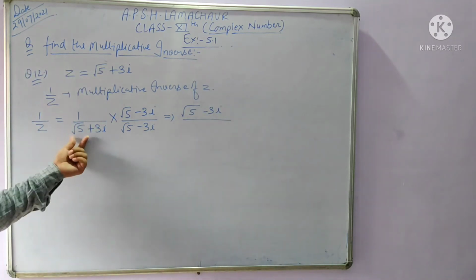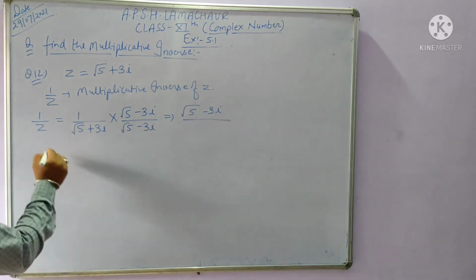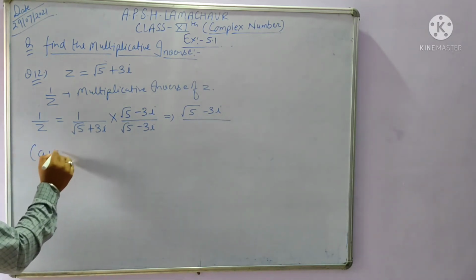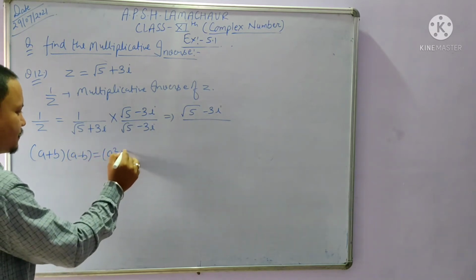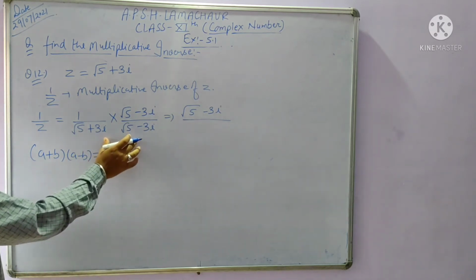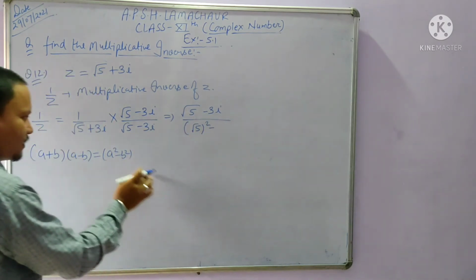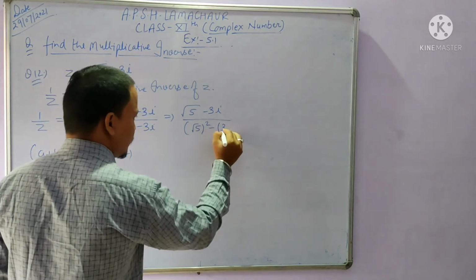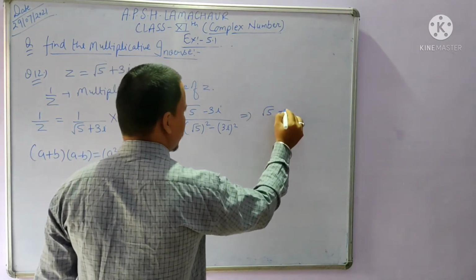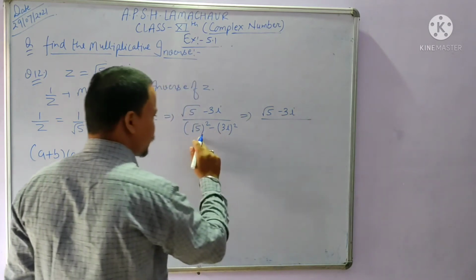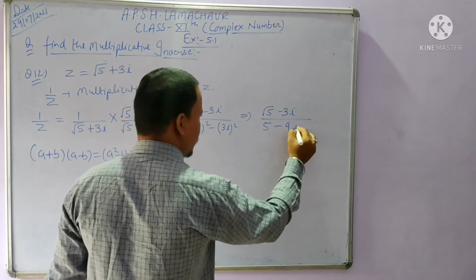In the denominator, you are again getting an expression of the kind (a plus b)(a minus b). As we know, (a plus b)(a minus b) are the factors of a square minus b square. So again we are applying this in the denominator. a is root 5, so square of root 5, minus b is 3i, so square of 3i. This will give you root 5 minus 3 times iota upon root 5 square, that is 5, minus 9 times iota square.